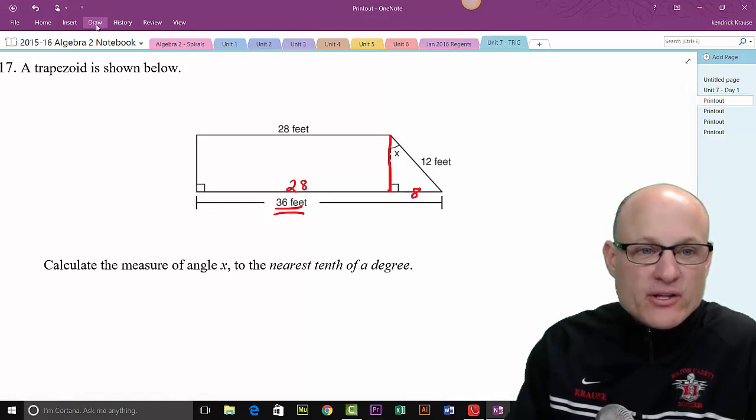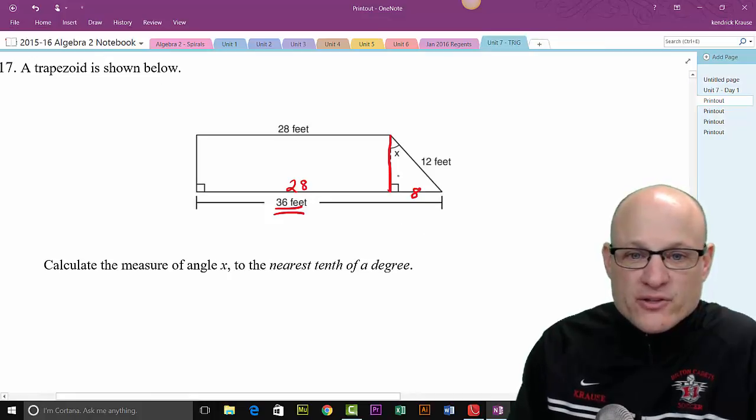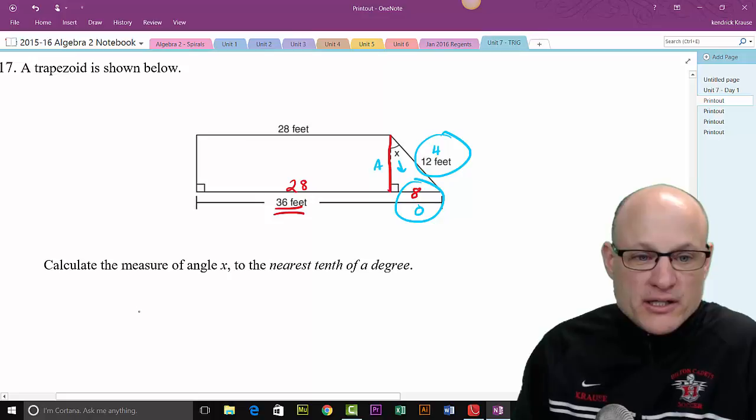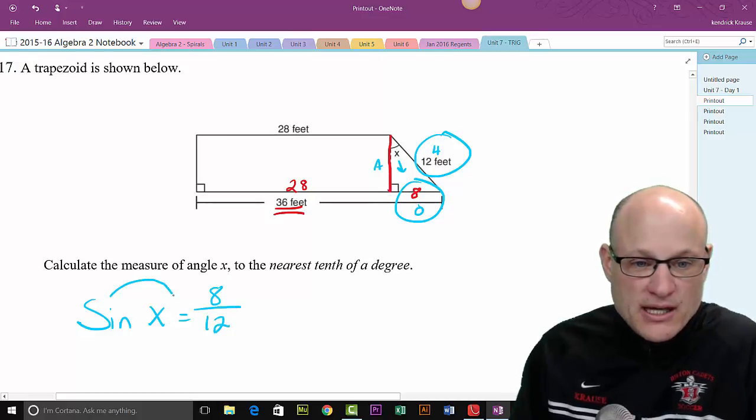So I got to label this thing O, A, and H. Grab one of my favorite colors, blue. This is O. Now it's O because it's the opposite of this. This is H, and this is my A. So since H and O are in play, I know that's sine. So sine of x is equal to opposite over hypotenuse, which is 12. Slide this forward. So I get x is equal to sine inverse of 8 divided by 12.